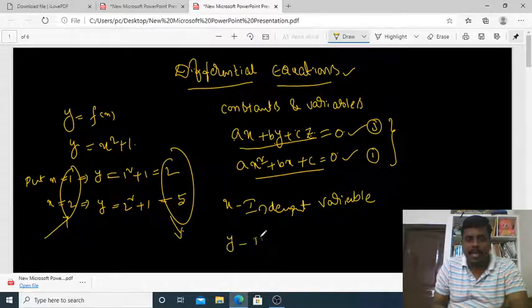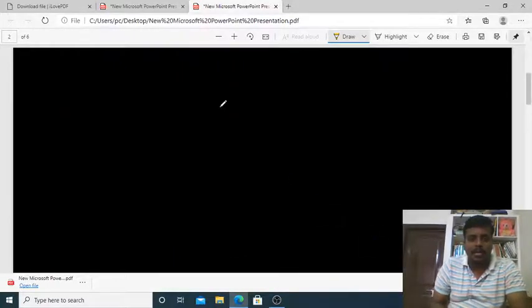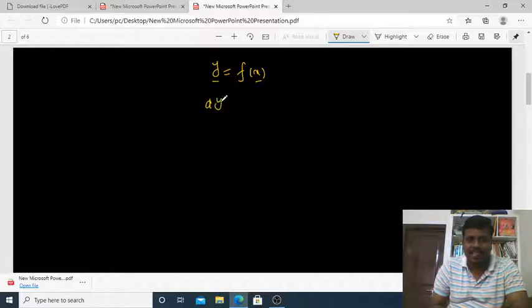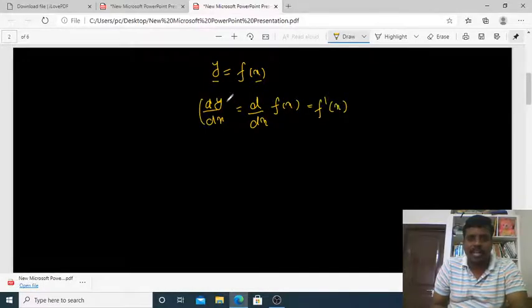So here x is the independent variable, and y is the dependent variable. Now we take y equals f of x, any real valued function. In that function y is dependent, x is independent. Just take the derivative on both sides with respect to x: dy by dx is d by dx of f of x, that is f dash of x. This is called the derivative of y.